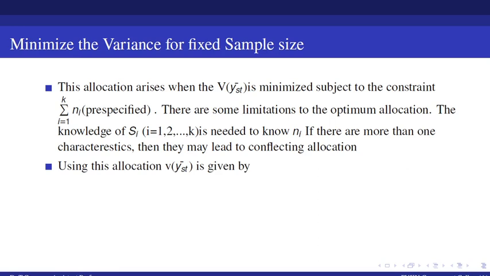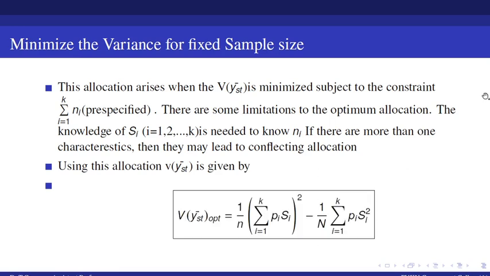Using this allocation, the variance of y bar st in optimum allocation is equal to 1 by small n into summation i equal to 1 to k Pi Si, whole square, minus 1 by capital N summation i equal to 1 to k Pi Si square.